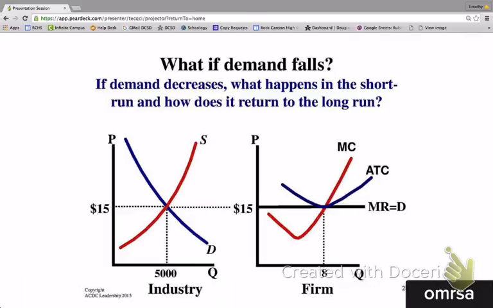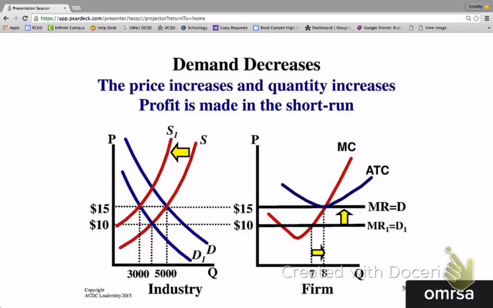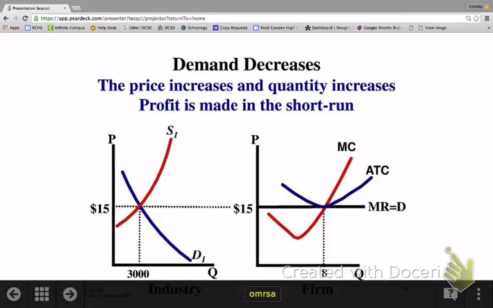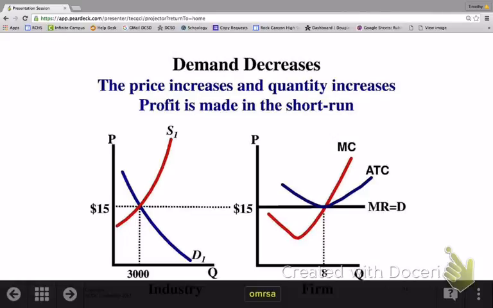What if demand falls? If demand decreases, what happens in the short run? How does it return to the long run? Well, if demand decreases and shifts from D to D1, the price is going to fall from $15 to $10. And as that happens, that means profit is going to be made by the individual firm in the short run. But the price will increase and the quantity will increase. So profit is made in the short run.